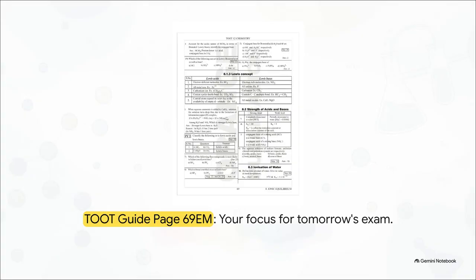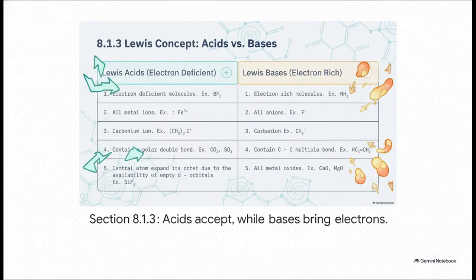As you can see, this is TOOT Guide page 69 EM. This right here is the exact high-yield material you need to master for tomorrow's exam. We're skipping all the fluff today. If you clearly understand the exact questions and concepts on this specific page, you're practically guaranteed a top grade. So let's lock in. Moving on to section 8.1.3, the Lewis concept.